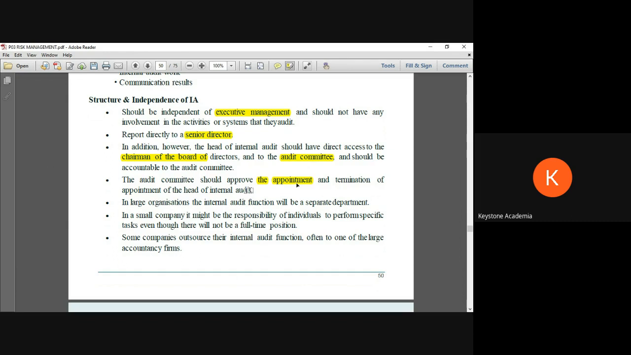Anyway, in a small company, it might be the responsibility of individuals to perform a specific task, even though there will not be a full-time position. A very small organization. Some companies outsource, some have their own.